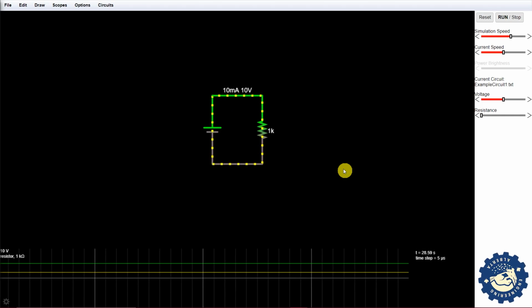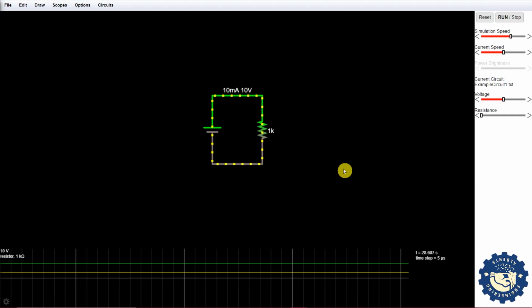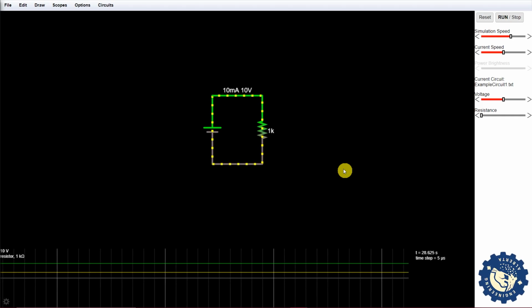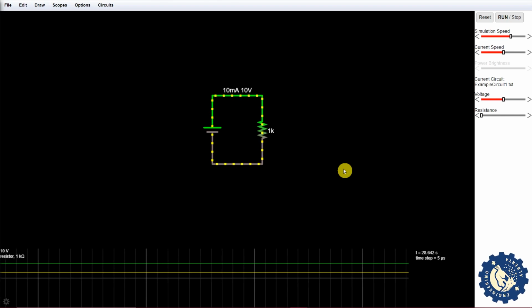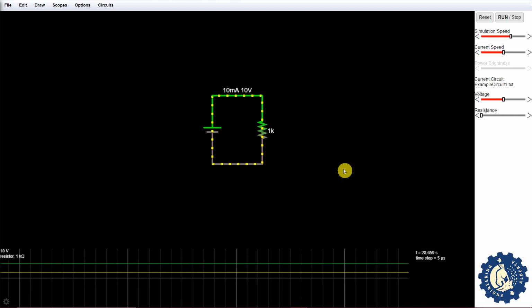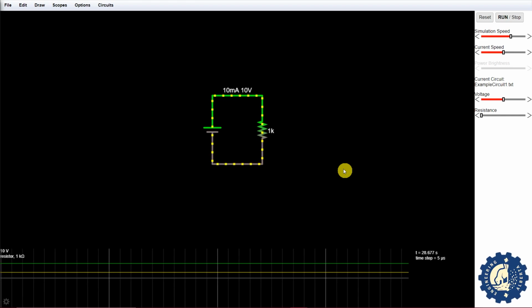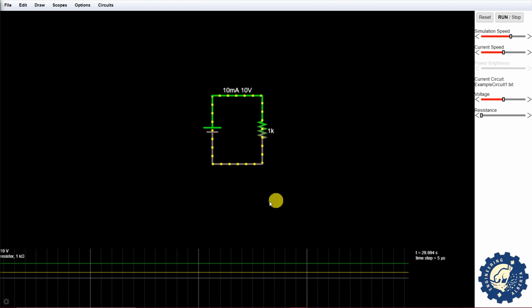Today we will be talking about Ohm's law and the relationship between current, voltage, and resistance. To visualize this, we will be using an online circuit simulation tool called Circuit.js. As you can see, it's already open in my browser here.